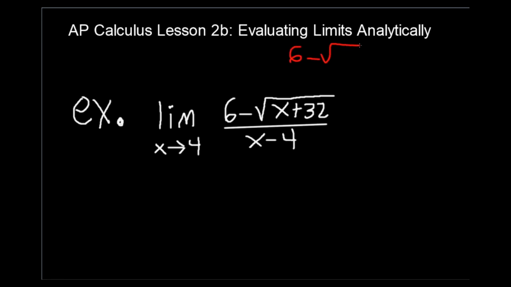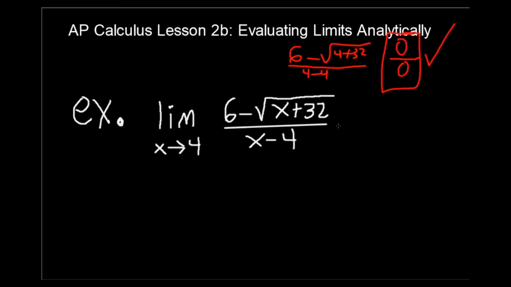6 minus the square root of x, or no, my bad, I plugged in 4. 4 plus 32, over 4 minus 4. And then 4 plus 32 is 36. Square root of 36 is 6. So that's 0 over 0. So there we have our step there for it. Cool. Now we get into the fun.